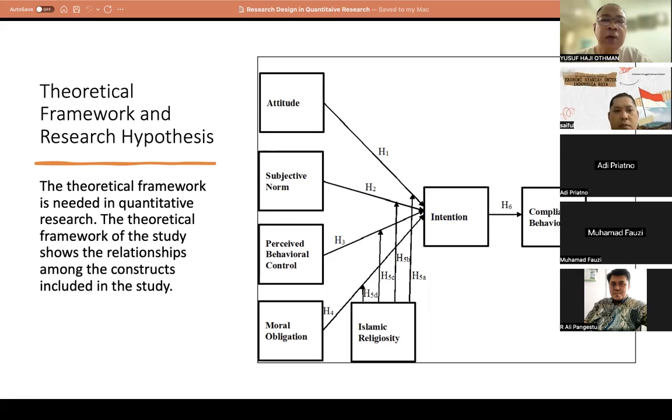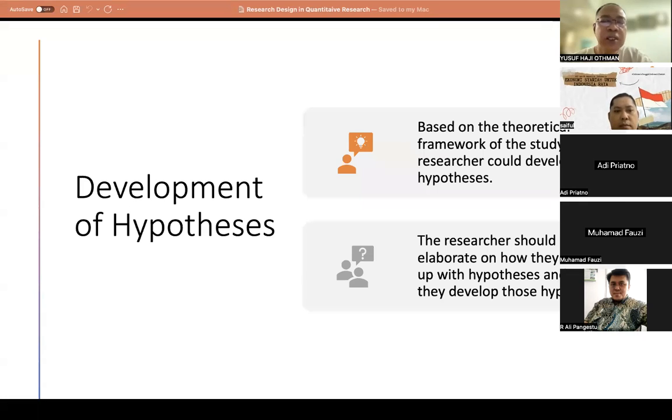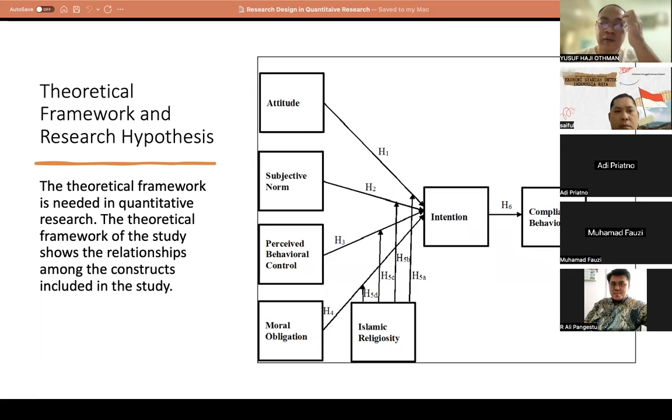So we developed the hypothesis based on the previous studies. And then number two, we say that in the environment of this research, for example, in this case, in the environment of zakat compliance behavior, attitude is expected to have significant influence on the intention.